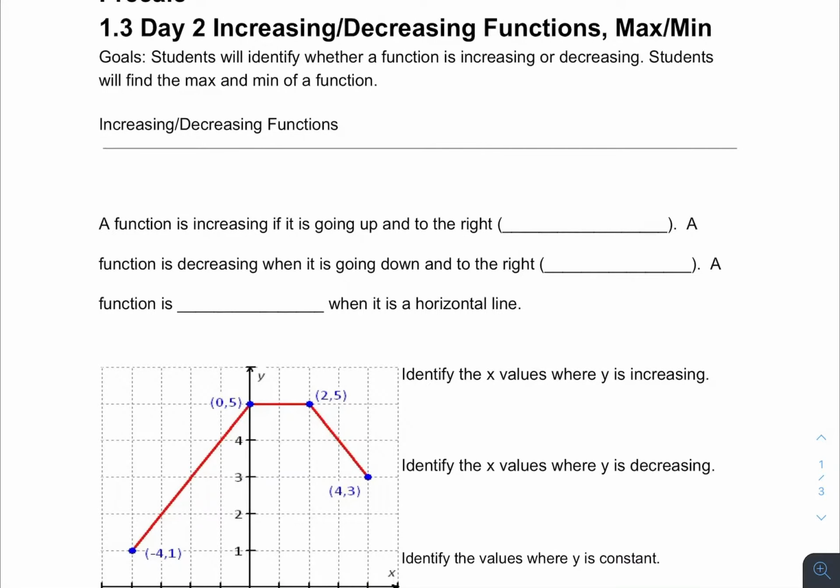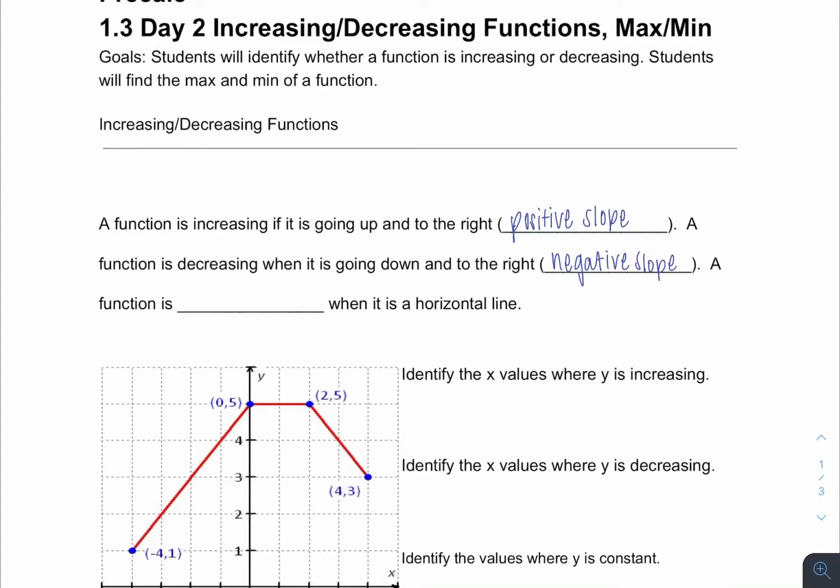All right, first, a function is increasing if it is going up and to the right. So that is going to be a positive slope. A function is decreasing when it is going down and to the right. So that's a negative slope. So we're always moving from left to right.